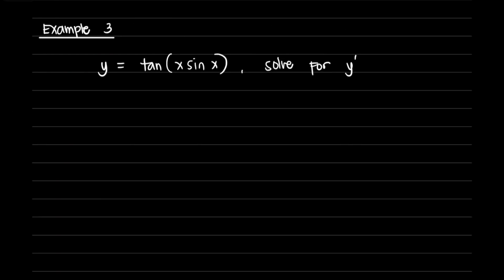Another example we have in here, we have y equals tangent of x sine of x, then solve for y prime. Now, this given function is in the form of tangent of u, where u is equal to x sine of x. Now, this u, which is equal to x sine of x, is in the form of u multiplied by v, wherein your u here is x and your v here would be sine of x.